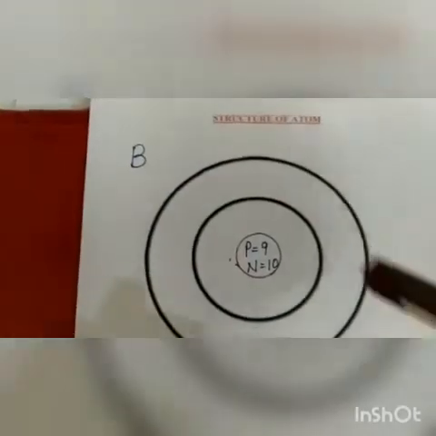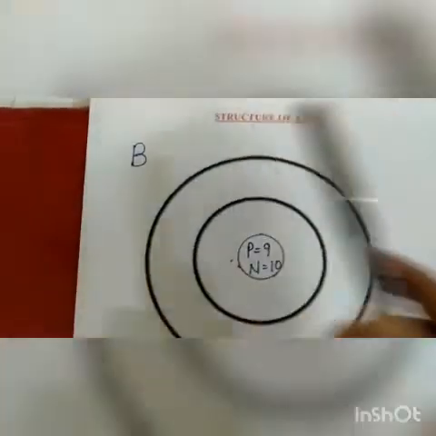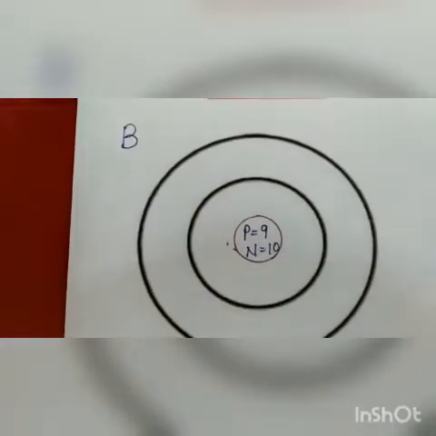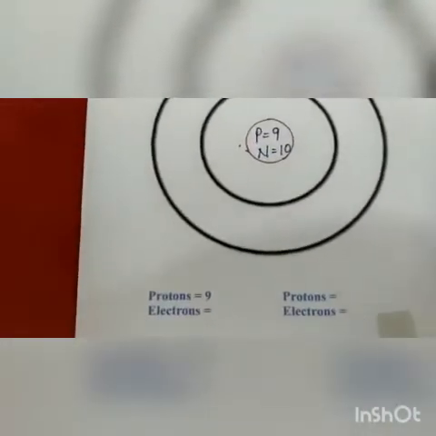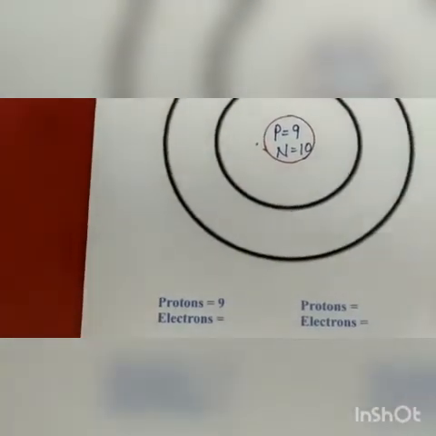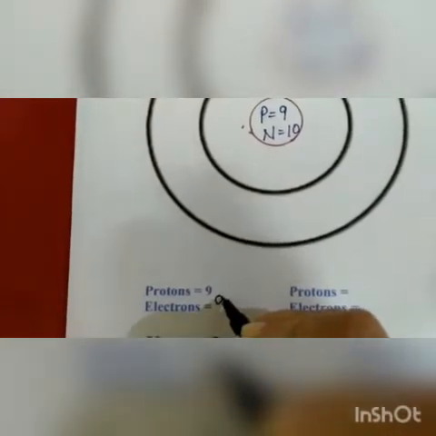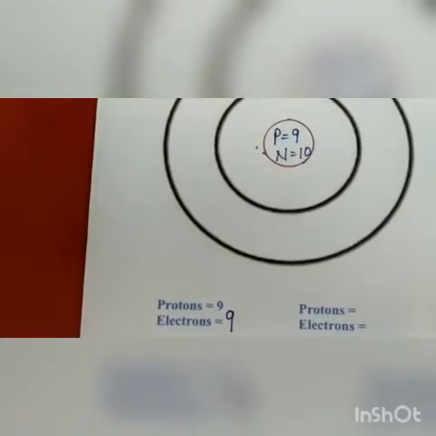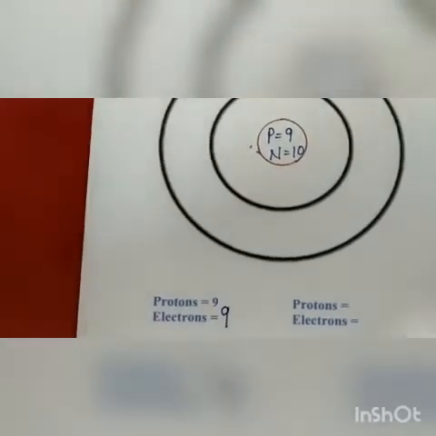Now let us say this is an atom B. Here the protons are 9 and the neutrons are 10. If the protons are 9, how many electrons will be there? There will be 9 electrons. So there will be 9 positive charge and 9 negative charge. I hope it is clear to everyone.